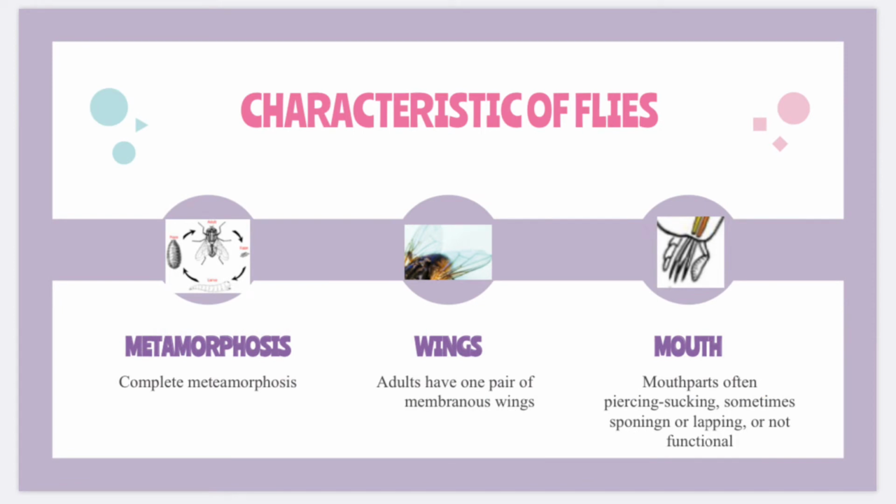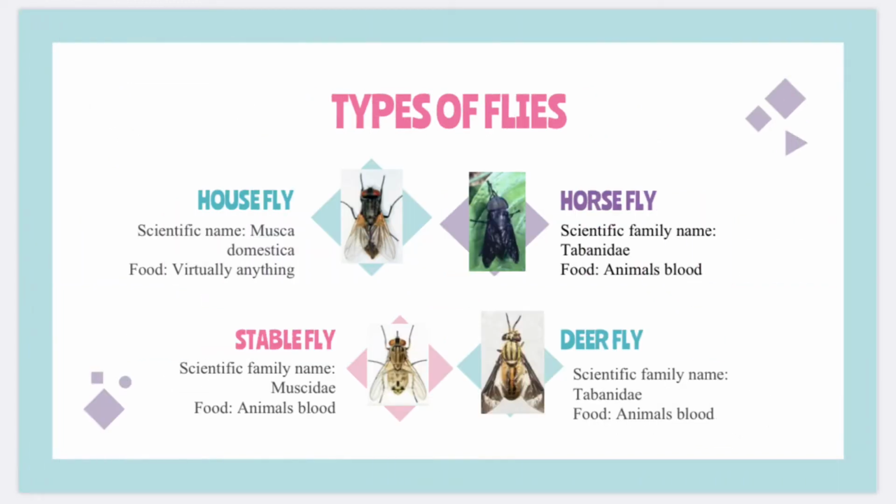For the characteristics of flies, these three are the obvious, or should we call it the general characteristics of flies. Flies have complete metamorphosis, which is the changes of the life cycle. The wings: the adults have one pair of membranous wings, and the mouth parts are often piercing, sucking, sometimes sponging or lapping, or not functional. Move on to the types of flies.